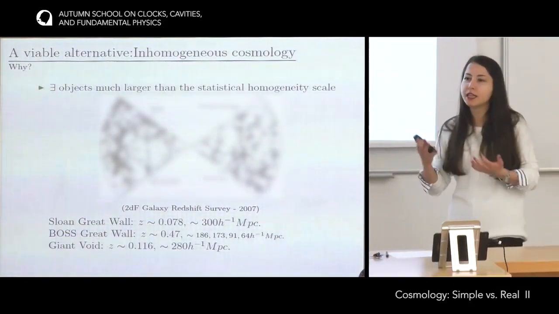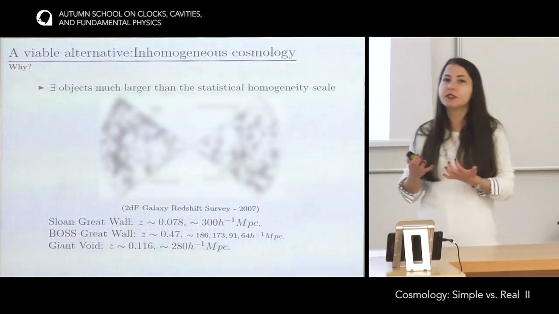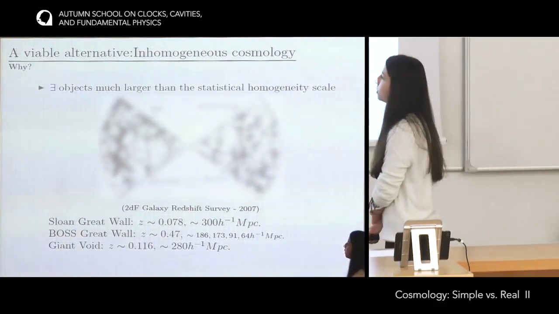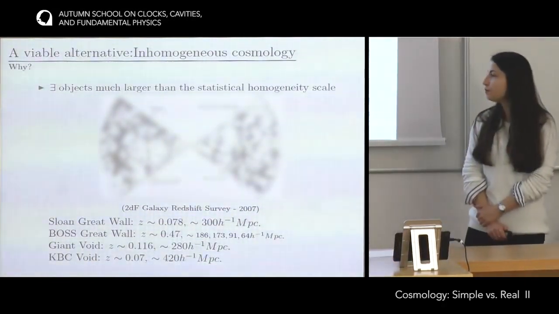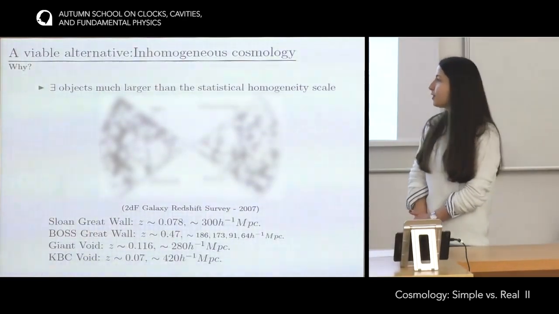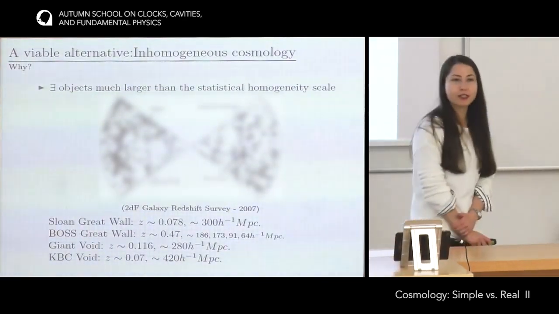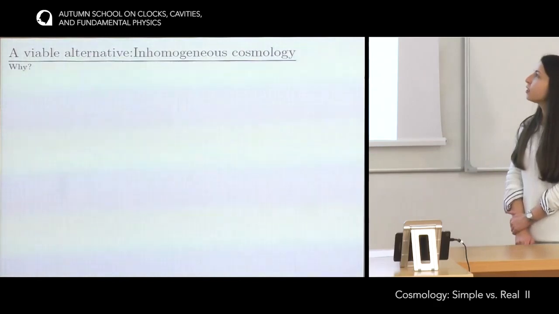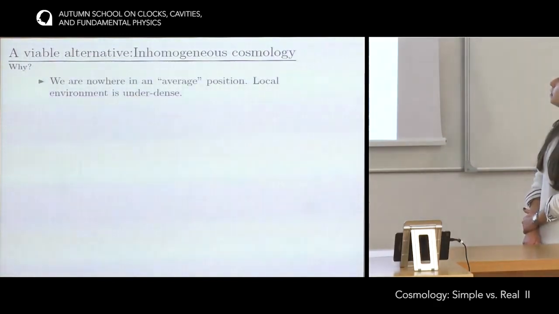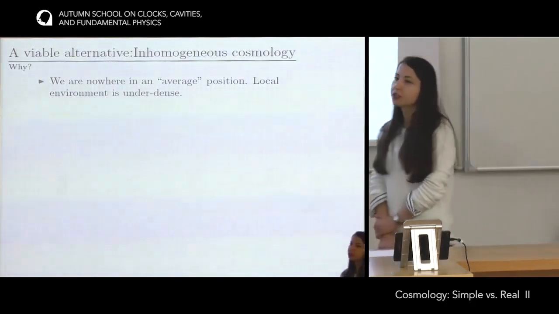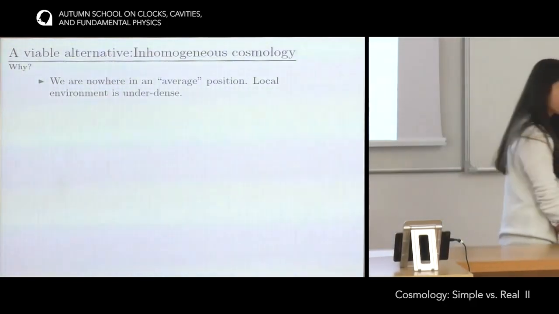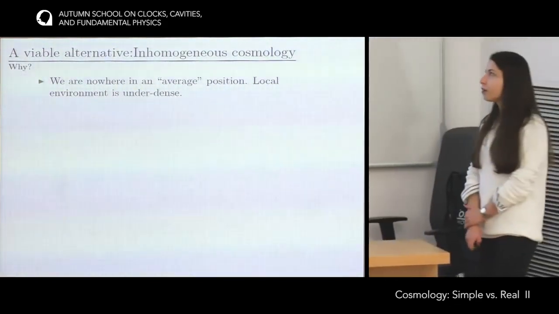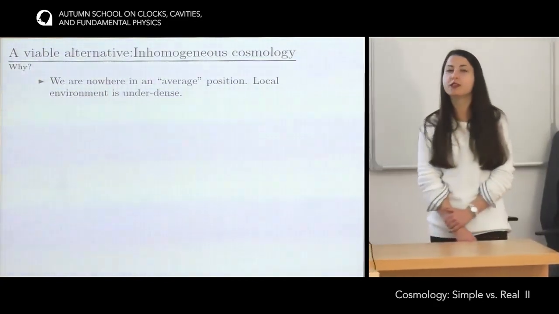So I don't know whether it really makes sense to talk about even a statistical homogeneity of 100 megaparsecs at all. And then we have the KBC void, which is giant, even greater than the giant void, 420/h megaparsecs. This KBC void is important for us, and that is related to the next item, that we are nowhere in an average position. Because remember, according to the cosmological principle, we say that the universe is homogeneous and isotropic, and our location is not really special.